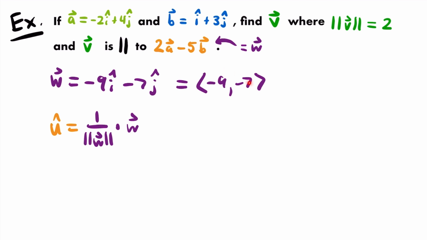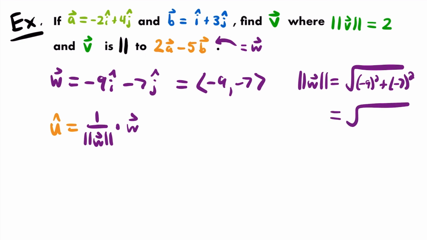And so if we use those components, we can find the magnitude of vector w. The magnitude of vector w will be equal to the square root of the sum of the components squared. So we'll have negative 9 squared plus negative 7 squared. Negative 9 squared is 81, and negative 7 squared is 49. So this is equal to the square root of 81 plus 49, and 81 plus 49 is 130. So this is equal to the square root of 130, which does not reduce any further. 130 does not have any factors that are perfect squares, so we're going to keep it in this form.